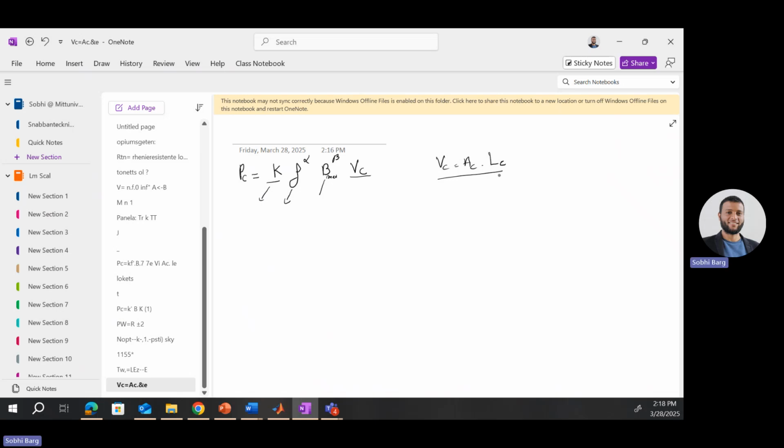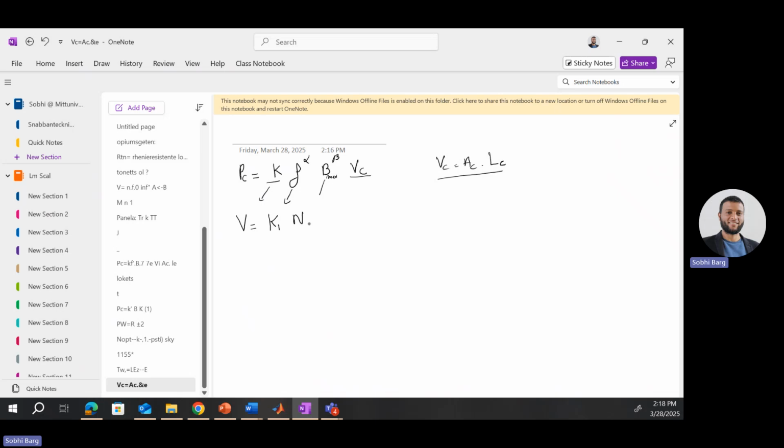This is for the core losses. But if you want to determine the optimal number of turns, then these core losses should be expressed as a function of the number of turns. We can get this through Faraday's law, which is given as follows. It's a function of the number of turns, the core cross-section, the frequency, and the magnetic flux density.